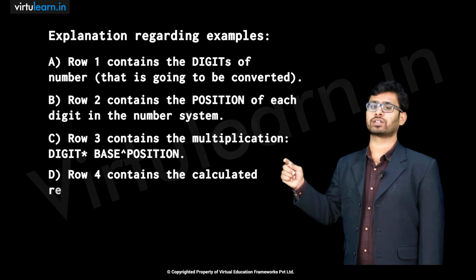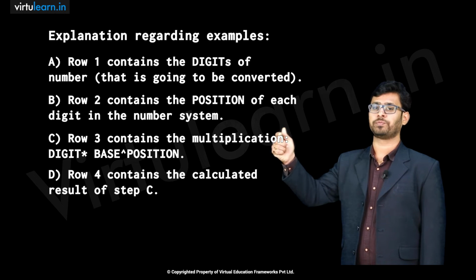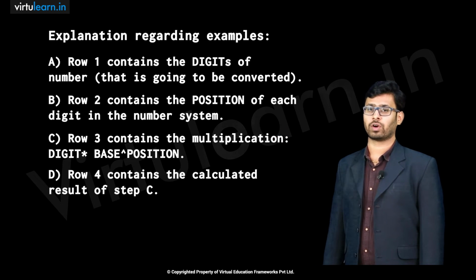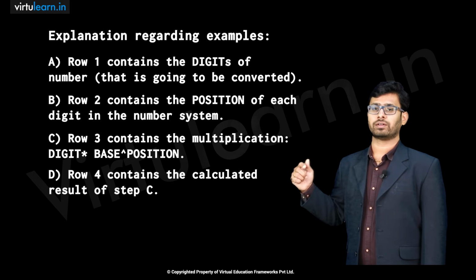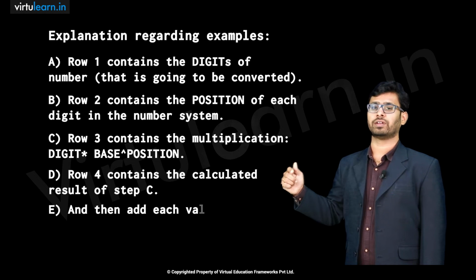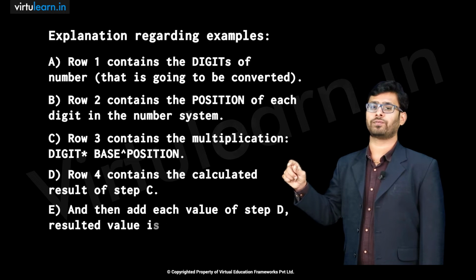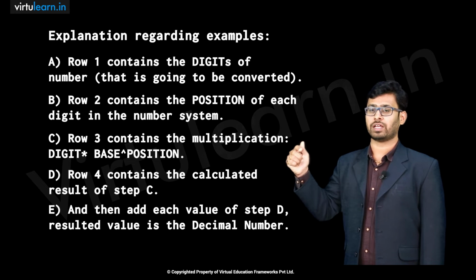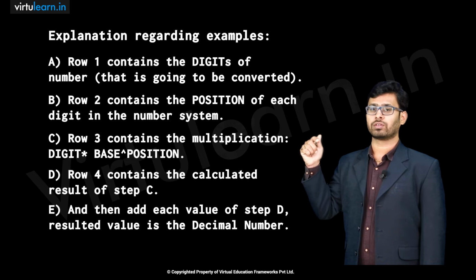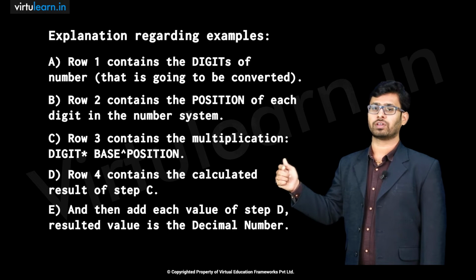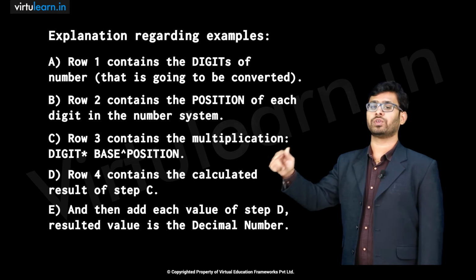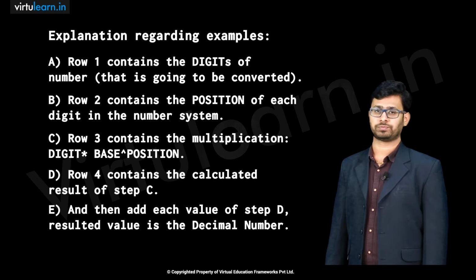Now let us see the example, binary to decimal conversion. The binary number is 110000001111. So this is the binary number. Now let me take the binary number and its positions as well. The positions are 0, 1, 2, 3, 4, 5, 6, 7, 8, 9, 10, 11, 12, 13.